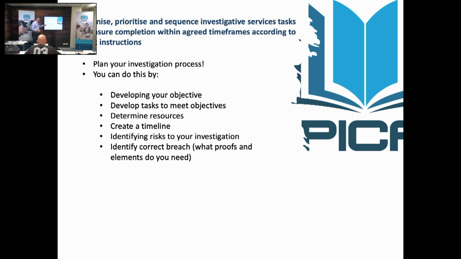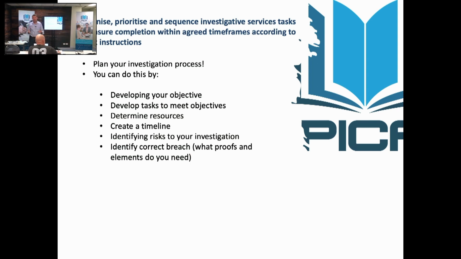Once again, identify the correct breach, and what proofs. Your client may come to you and say, this person's done this, they've broken the law, and I want them investigated. I want you to do this investigation. Now, you with some knowledge, and maybe you have to do some research, may go, I hear what you're saying, but what they've actually done is not what you're saying, and we're going to have to look at this offence.